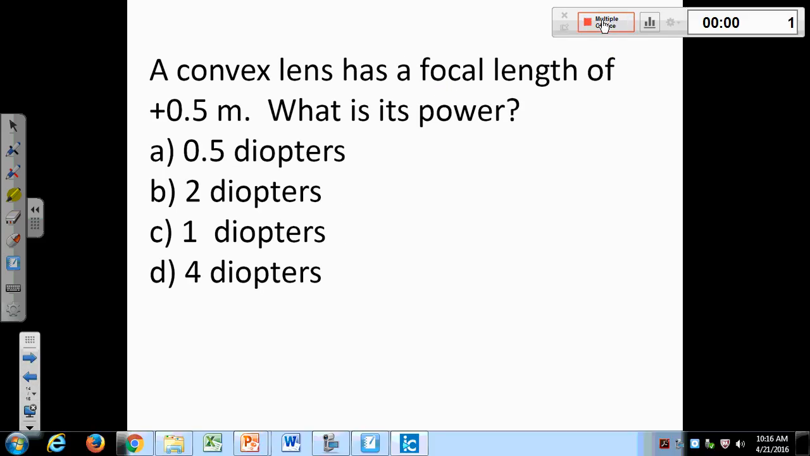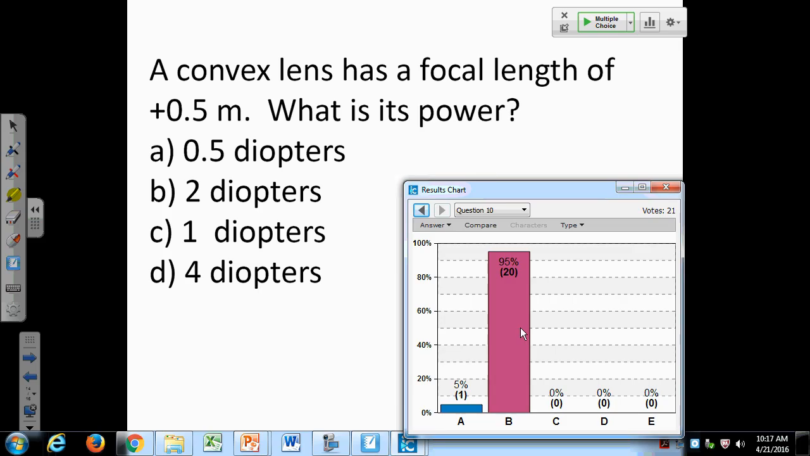A convex lens has a focal length of half a meter. What is its power? Half a meter, by the way, is a long focal length, right? That's not like you would have with your glasses. But what is the power of this lens? All right, we'll stop at 50. Okay, good. Remember, the power is just 1 over the focal length, so B is right.